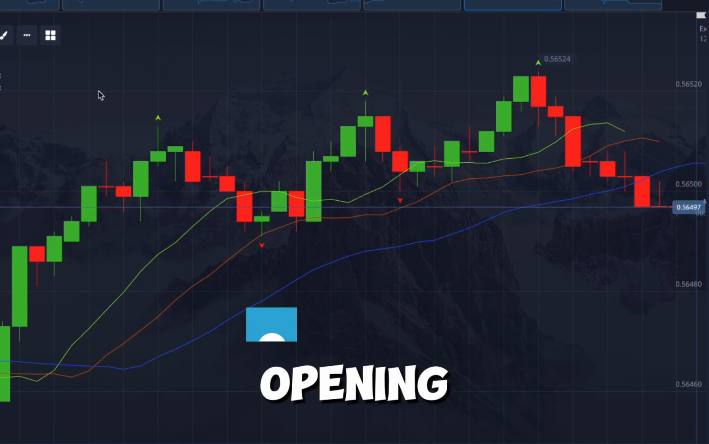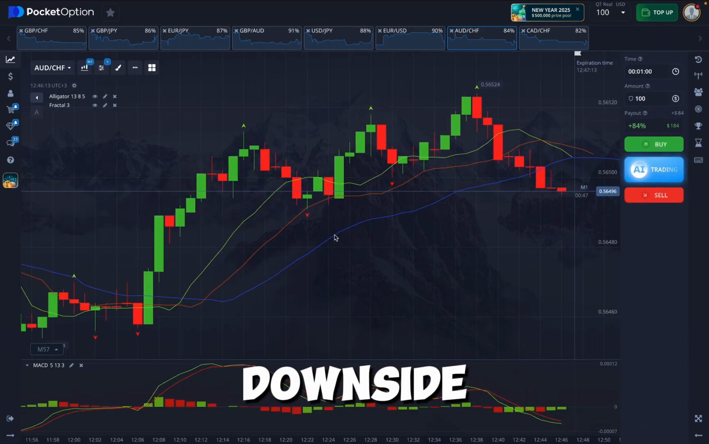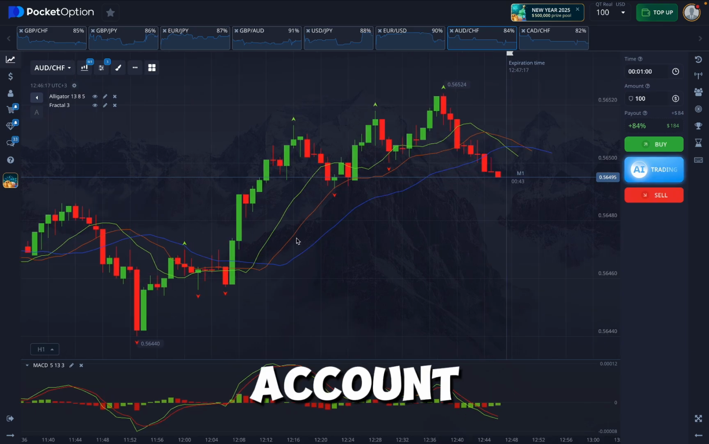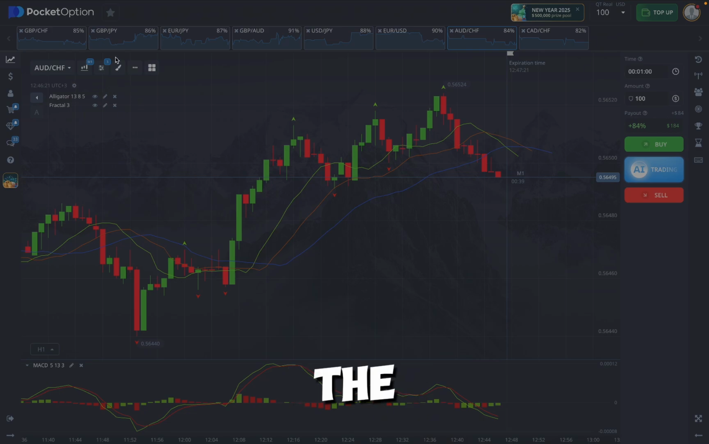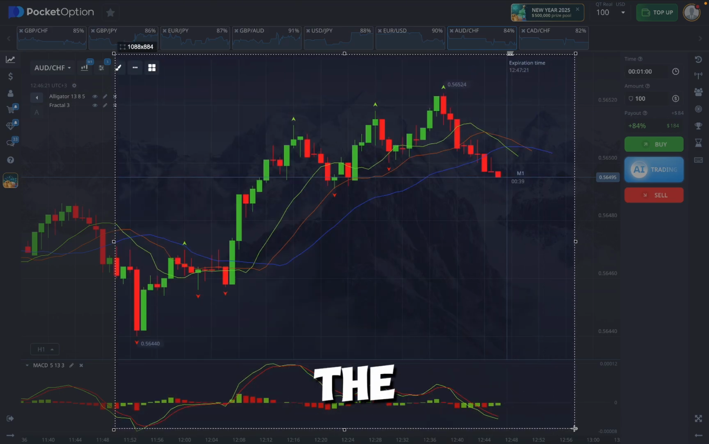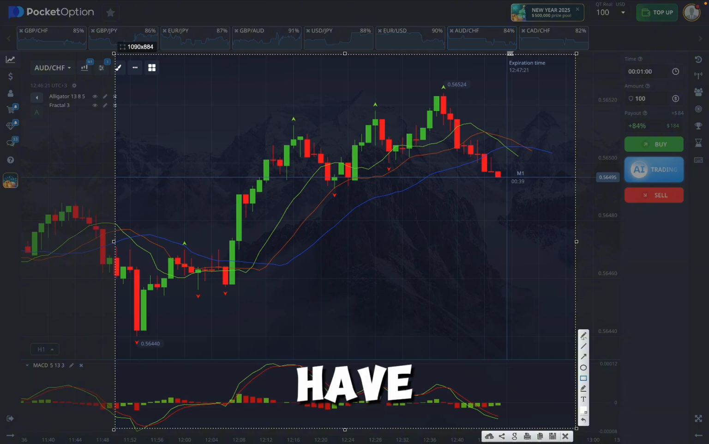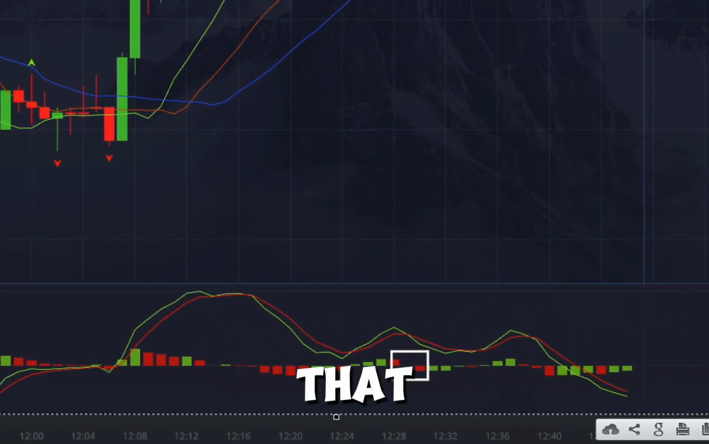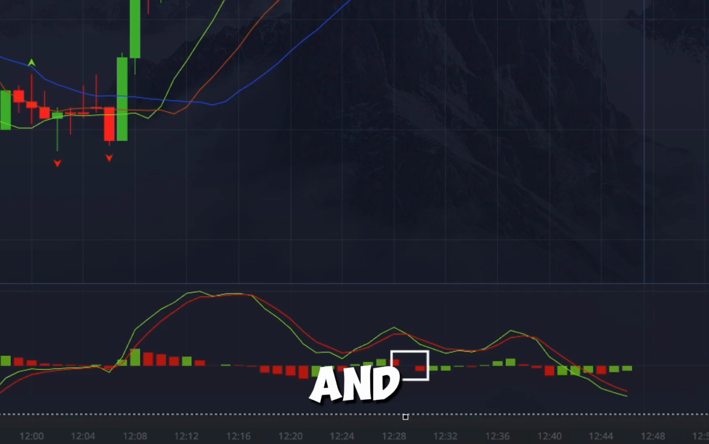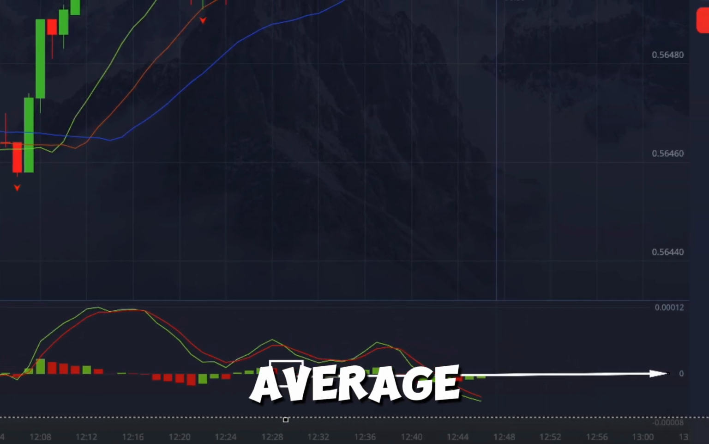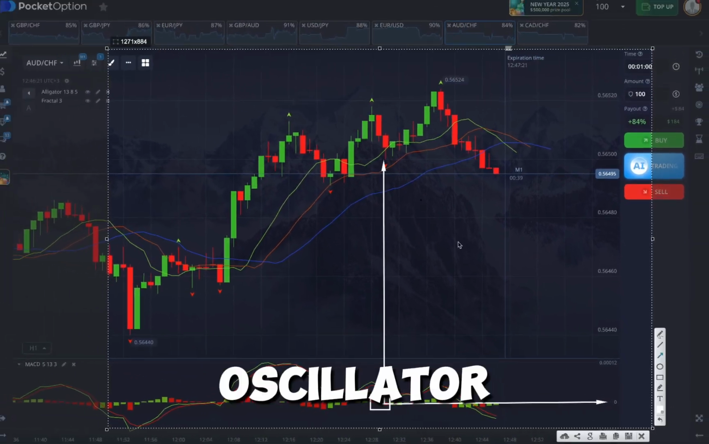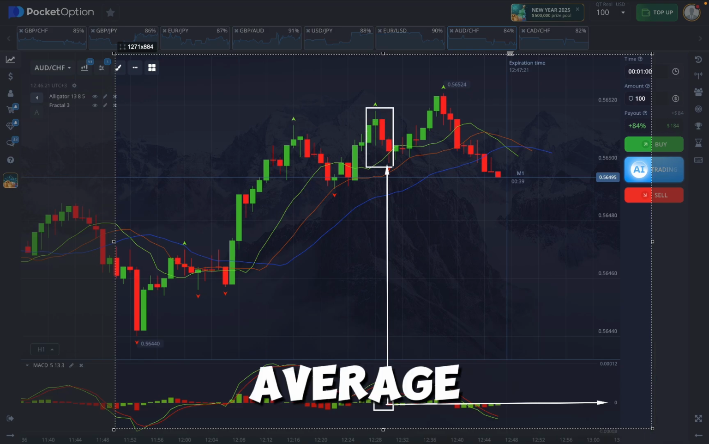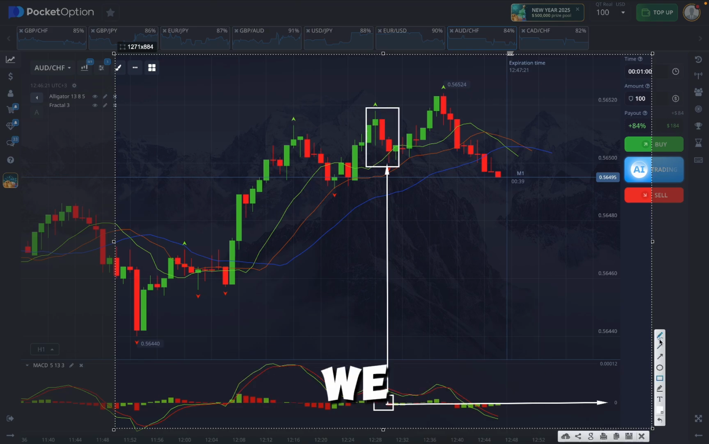MACD. When opening a trade on the upside or on the downside, it doesn't matter, we have to take into account that the volume should reach the average value. The average value we have is the area with the 0 mark, and as you can see, we have similar dynamics here. That is, there has been a correction to the midline and volumes have reached the average. Since the trend is upward, we record that the moving line and the oscillator signal line are above the average. Therefore, in this context, we can open a trade on the upside.